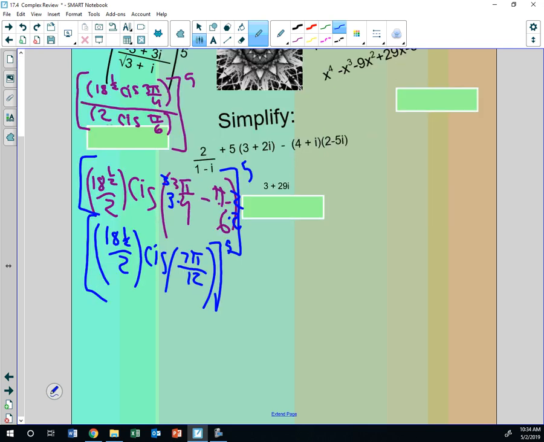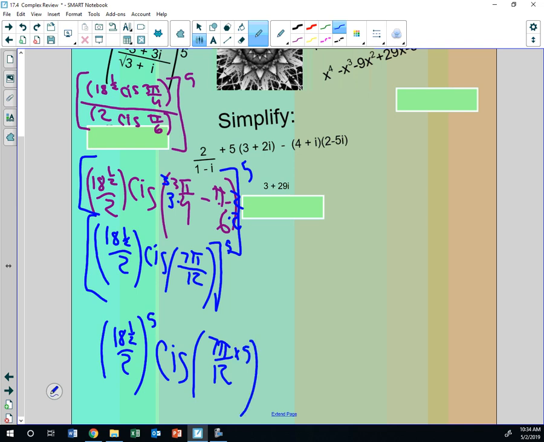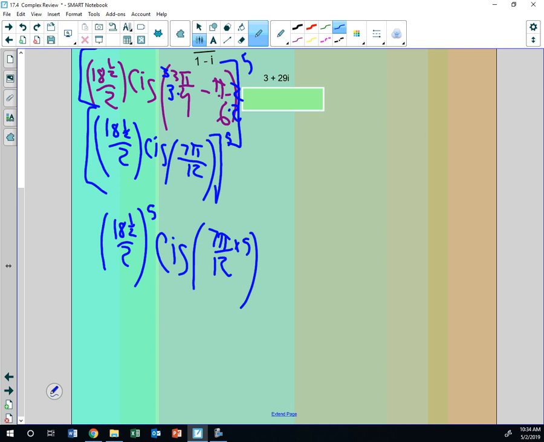So this is horrible. 18 to the 1/2 over 2, take that to the 5th, cis 7 pi over 12. You de Moivre this: the theta is going to be multiplied by 5, because that's what happens in the angle. This you take the power, this you're just going to do that. This doesn't get very nice. 18 to the 1/2 over 2 to the 5th, cis 35 pi over 12.